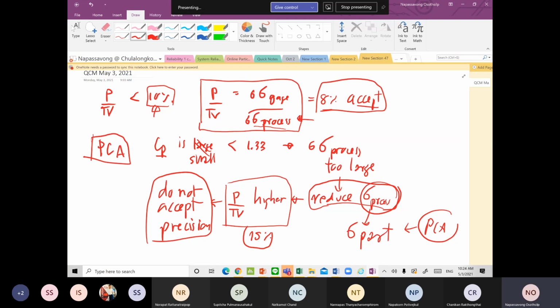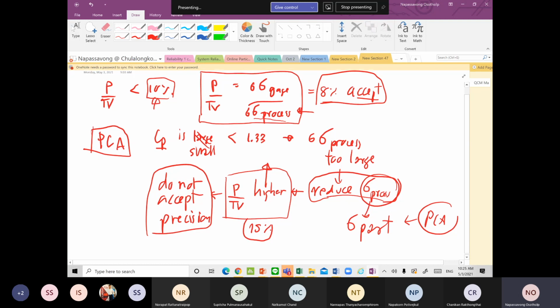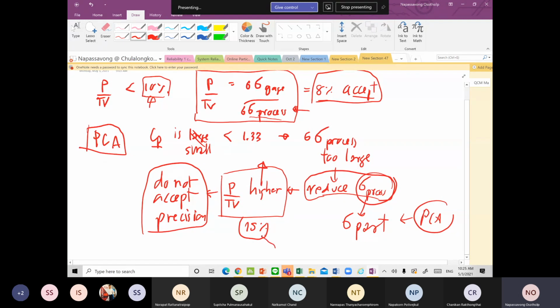And the key point is that when the variation of the part is too large, usually engineers would like to reduce the variation of the parts, or what we call the variation of the process. And when the variation of the process is changed to a smaller number, that will make the P to TV increase, right? And in this case, it may increase to a number that is not acceptable.